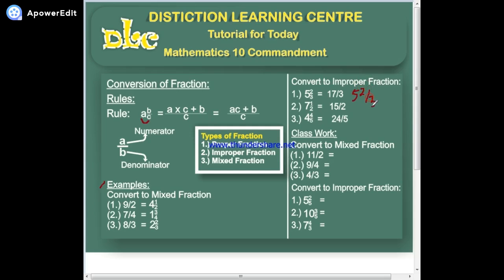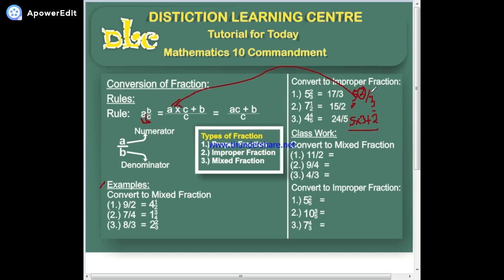If you want to convert it, you can use this particular rule, which says that you multiply the whole number by the denominator and add the numerator. So it will be 5 times 3, plus the numerator, which is 2. That is 5 times 3 plus 2, everything over what?